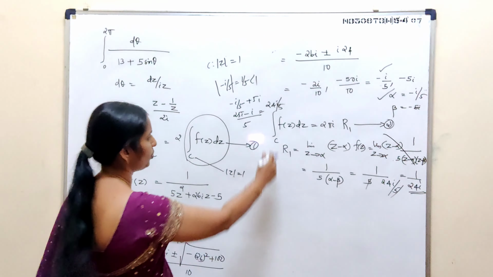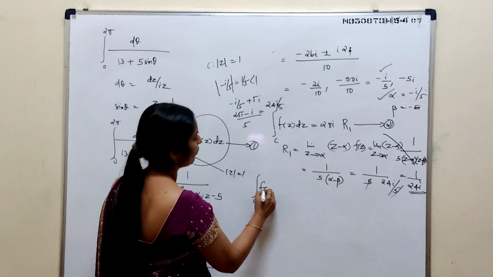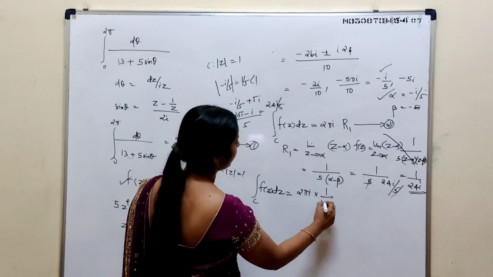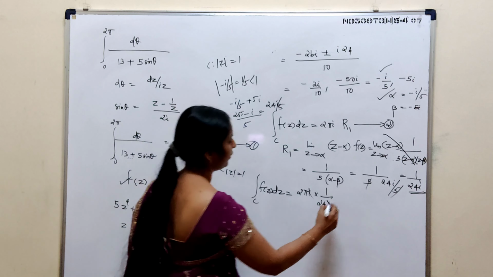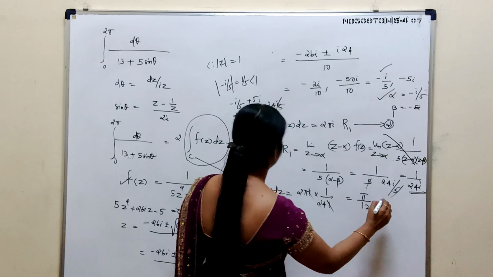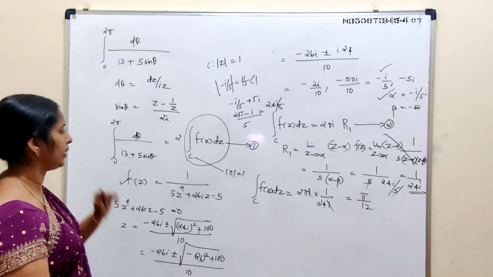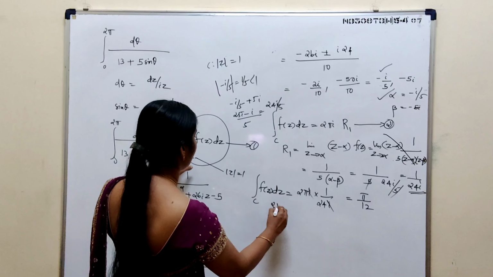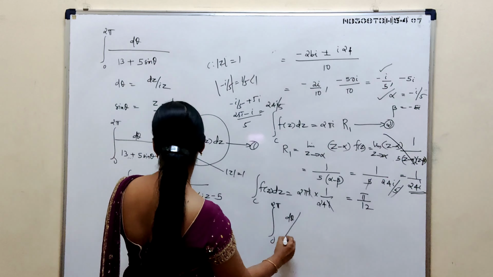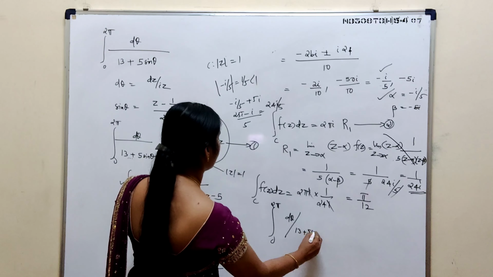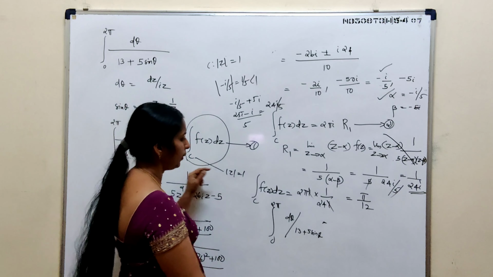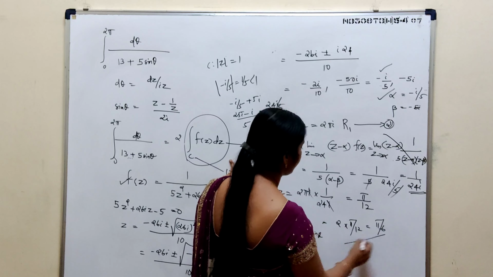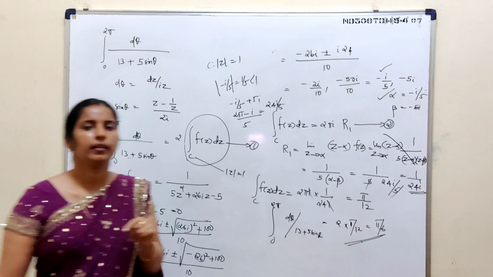You put it in equation number 2. The integral over C of f z dz is 2 pi i into 1 by 24i. i will cancel and it is pi by 12. You put this integral of f z dz in equation number 1. Then you can see the given integral from 0 to 2 pi d theta by 13 plus 5 sin theta is 2 into pi by 12. That is pi by 6. See, this is the required value of the integral.